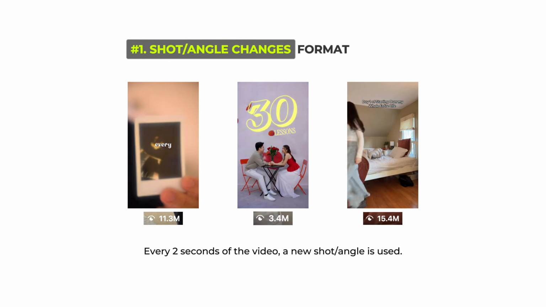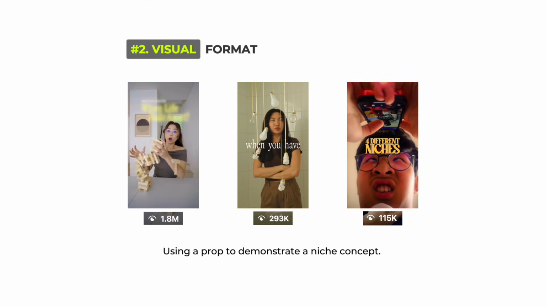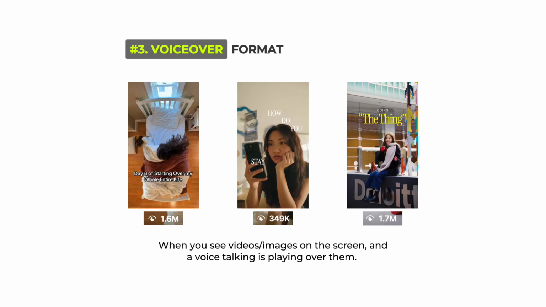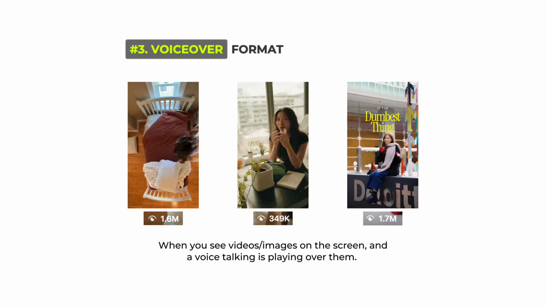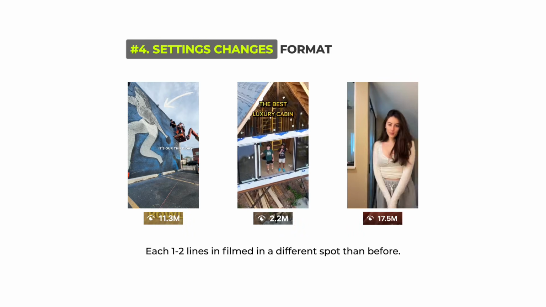Basically, every 2 seconds of the video, a new shot or angle is used. Number 2, the visual format, using a prop to demonstrate a niche concept. Number 3, the voiceover format, basically what I'm doing right now in this moment. And number 4, the setting change format. Every 1 to 2 lines is filmed in a different spot than before.